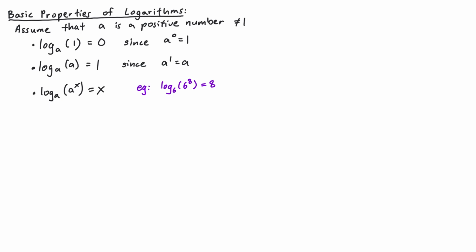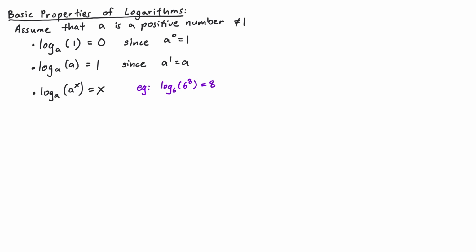Another way we can think about this property is that if we start off with the number x and we exponentiate it with base a, and then we follow that up with the operation of taking the logarithm with base a, we see that those two operations cancel each other out, giving us the number that we started with. So again, this is why we say that exponentiation and logarithm with base a are inverse operations of each other.